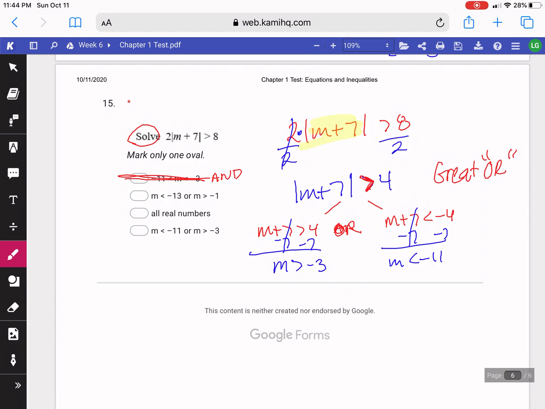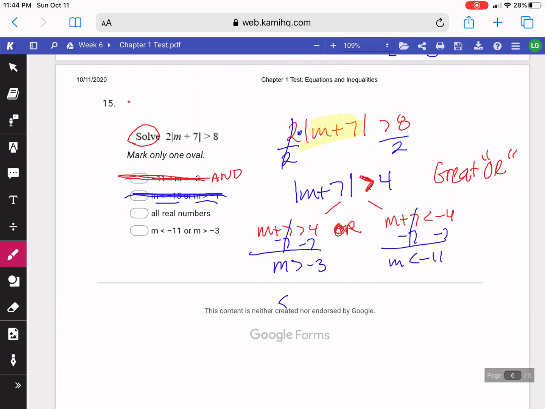Some of you put the second answer choice. If you look at your symbols, let's check it. This says less than negative 13. We didn't get a negative 13. And then m greater than negative 1. We didn't get those. So that one was right away wrong.